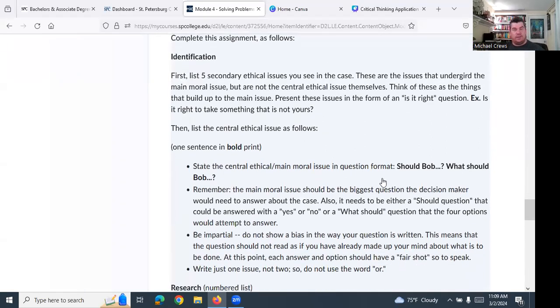But what it's asking you to do is list 5 secondary ethical issues, which we'll talk about in a minute, because those aren't really in the textbook. That's something I'm going to ask you to do, and it'll make sense when I do that. And then you're going to list the central ethical issue. We did this, remember, in module 2, you summarized your article you found, and then you stated a should or what should statement at the end in bold. We were practicing for this, okay?